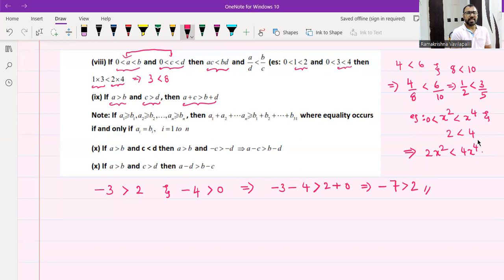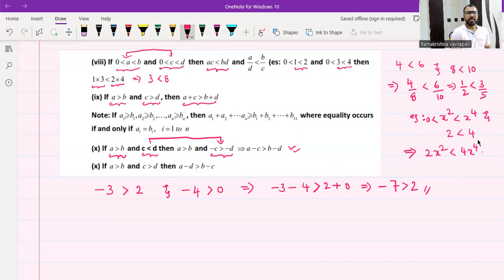Now you see the 10th property is A greater than B and C less than D, right? So here you see C is less than D. Now multiply C less than D by -1. When you multiply by -1, then inequality is reversed, that minus C is greater than minus D. Now you can add these two quantities so that you will get A minus C is greater than B minus D. So here these inequalities are given in reverse order. One is greater than, another one is less than.